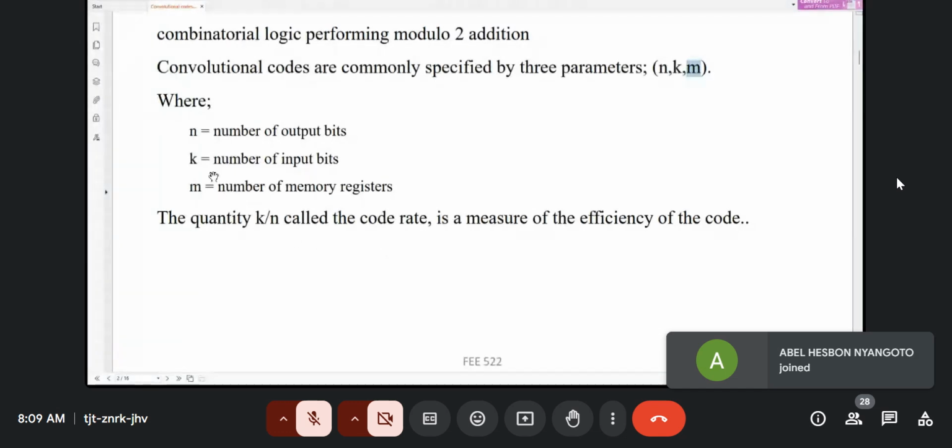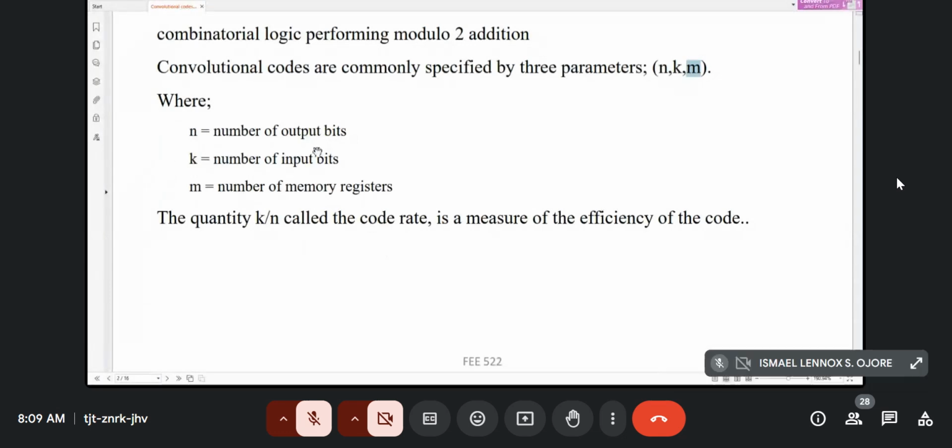For example, if k is equal to 1 and n is equal to 3, that is 1 over 3. If k is equal to 2 and n is equal to 3, that is more efficient, 2 over 3. Because you're taking every 2 bits and then you're transmitting 3 bits in the place of 2 bits. But if you are having 1 bit and then you're transmitting 3 bits, that's less efficient. That's what we are trying to say here.